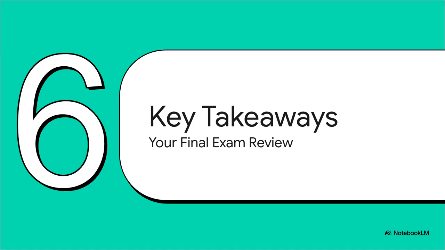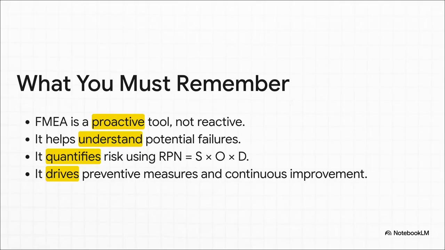Okay, time to bring it all home. We're going to do a lightning round review. If you're cramming for an exam, this is the slide you need to burn into your brain. Let's lock this in. 1. FMEA is proactive. 2. Its goal is to deeply understand what could go wrong. 3. It quantifies that risk with our favorite formula, RPN equals S times O times D. And 4. It drives action and makes things better over time.